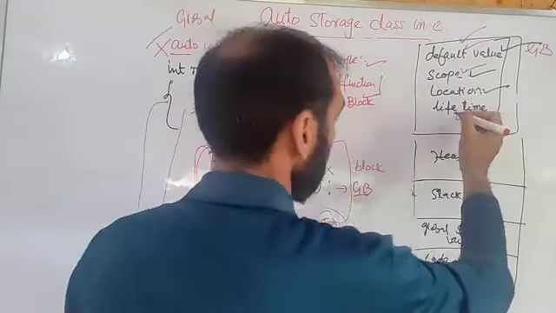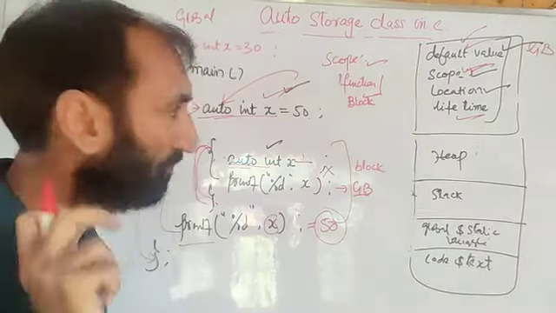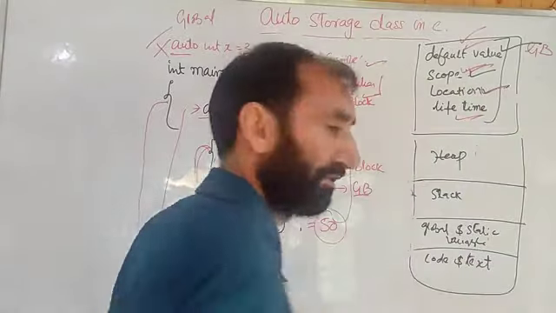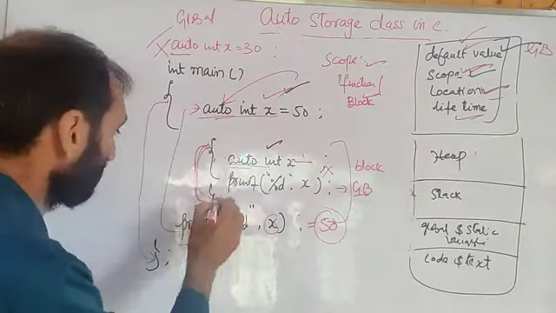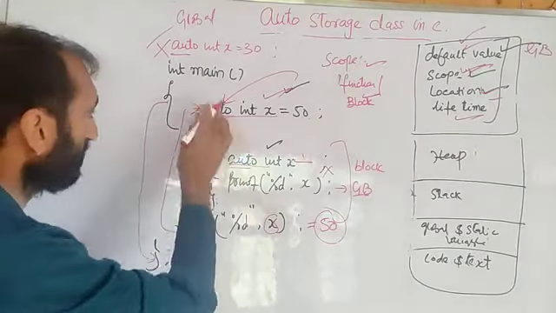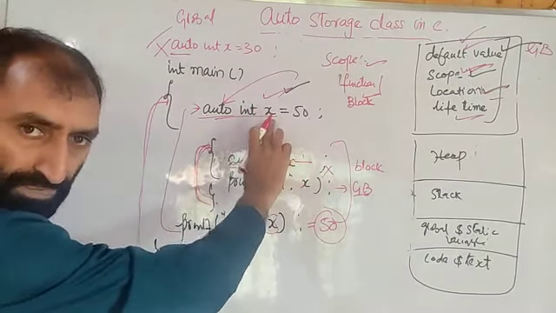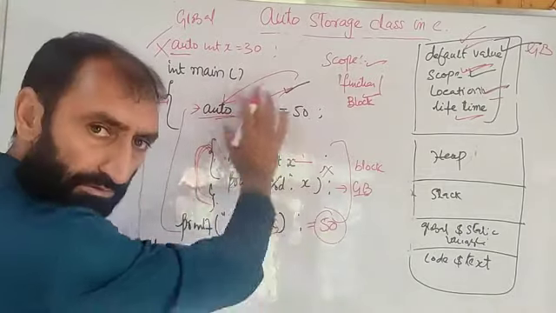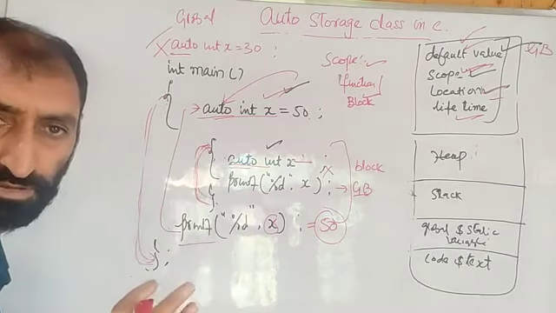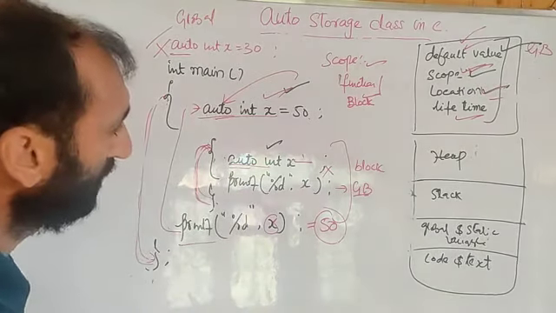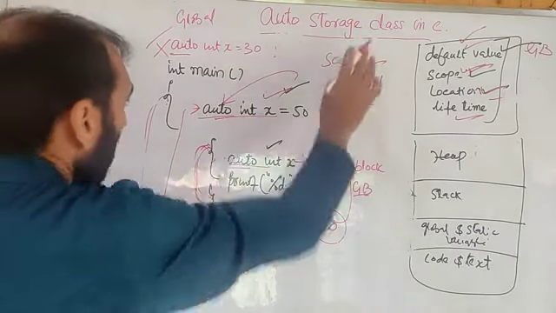Hope now you have understood the scope of this variable, and the location, and the lifetime. Lifetime is either block or within a function, because after exiting from this function I cannot access this variable. So its lifetime is only within this function or within the block. I hope now I have discussed every point with you regarding this auto storage class.